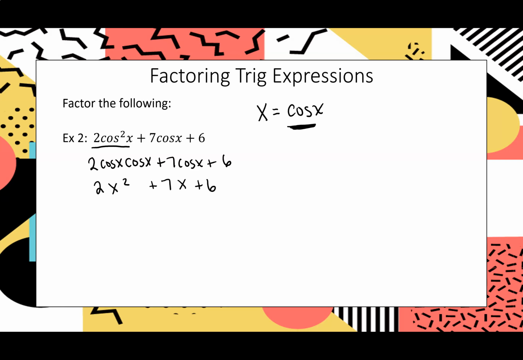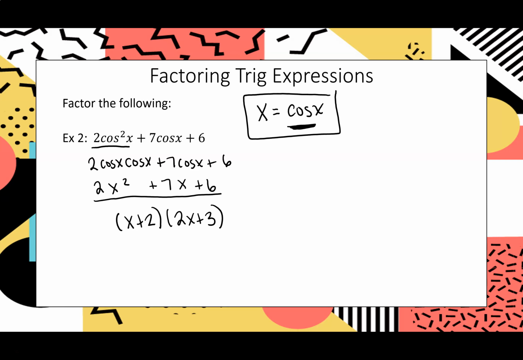Okay. Now you should recognize this as the same problem that we just did on the last slide. The answer that we got for that was x plus 2 and then 2x plus 3. Now what we're going to do is substitute in for x. We know that x is cosine x, so we've got cosine x plus 2 and then 2 cosine x plus 3. And that's it. That's our answer. We're only asked to factor this problem. We're not asked to solve it, although that is coming up shortly.